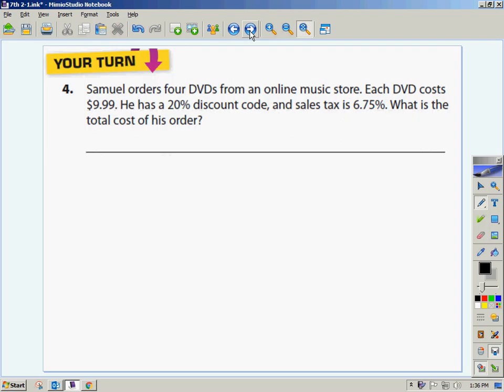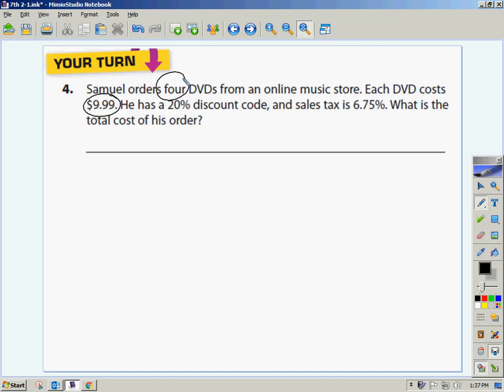Okay. Let's go ahead and turn to the bottom of page 155 and look at the problem that's here. Samuel orders 4 DVDs from an online music store. Each DVD costs $9.99. By the way, there's more than one thing happening. How many DVDs is he buying? 4. They're not $9.99 for all 4. They're $9.99 each. So I've got to deal with that here in a minute.